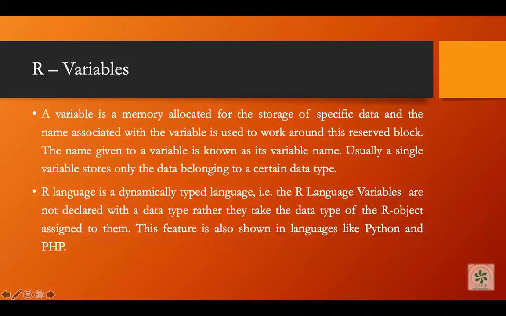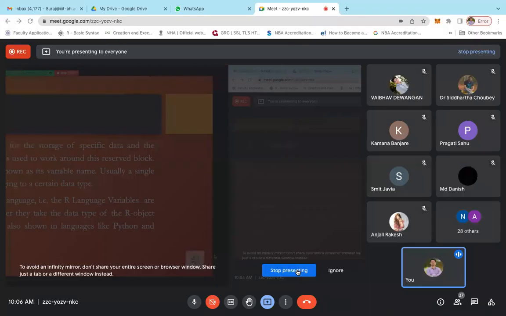Let's start with the variable. In the last class, yesterday's class, we talked about how we can give values to a variable and what that variable is. So here, in the R language, unlike other languages, we don't have to give the data type of that particular variable.